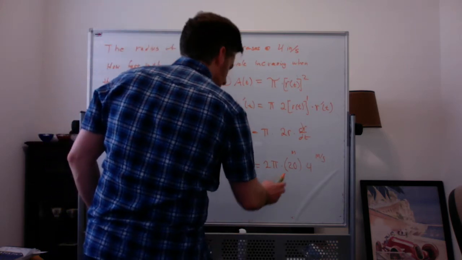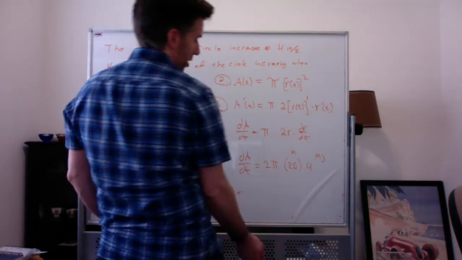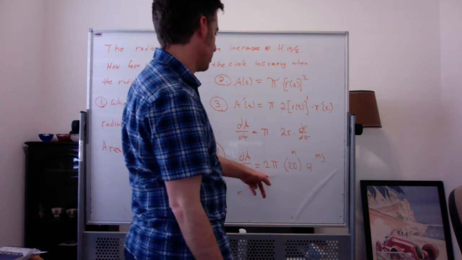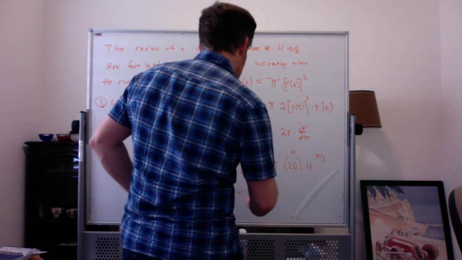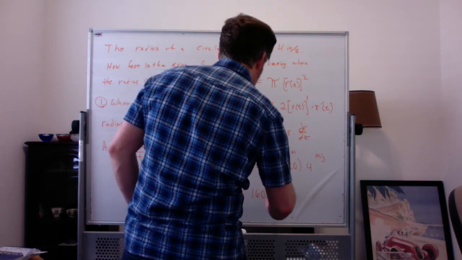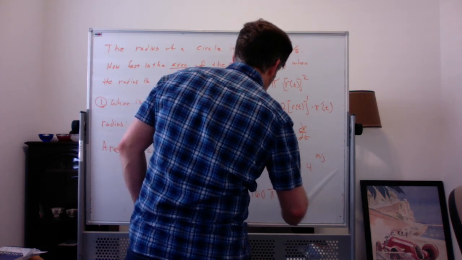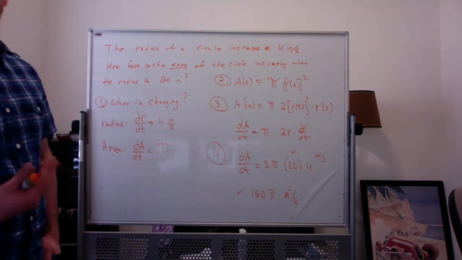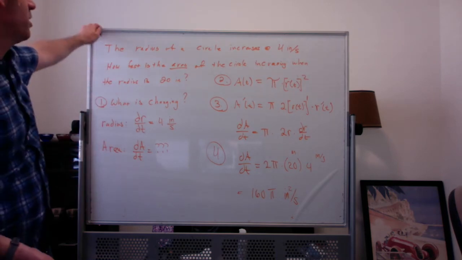So this is going to be 2 pi times 20 times 4. 2 times 20 is 40, 40 times 4 is 160. So you get 160 pi inches squared per second. And it probably is important to write the units when you're doing these sorts of problems. Right, here's another one.